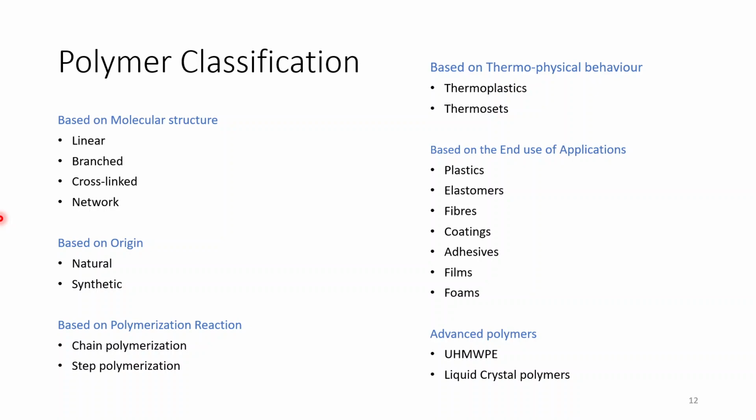Based on thermophysical behavior, they can be thermoplastics or thermosets. Based on end use or applications, it can be plastics, elastomers, fibers and coatings, adhesives, films and foams. And some advanced polymers are ultra high molecular weight polyethylene and liquid crystal polymers and various others.